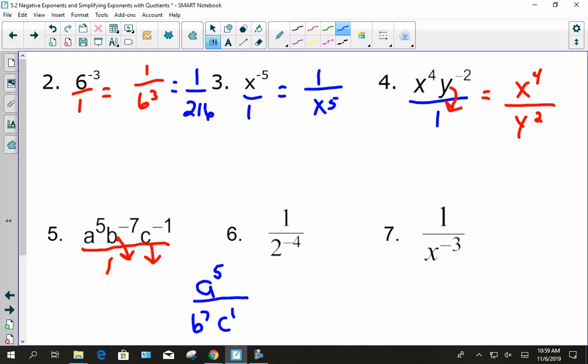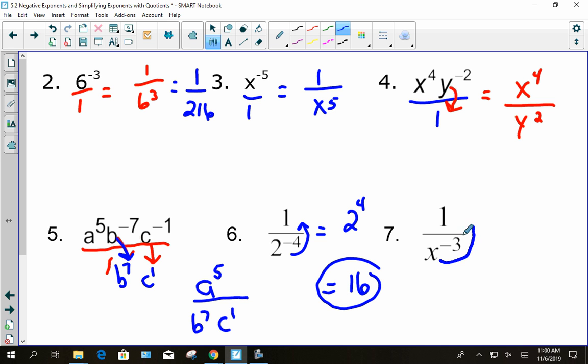So, what's that? It's a negative 7, but when I move it, it becomes positive 7. When you move it, it becomes positive. Okay? It is negative up here, but when it goes to the bottom, it becomes b to the positive 7, c to the positive 1. Just like here. When I move this upstairs, 2 to the negative 4th power equals 2 to the 4th power, which equals 2 times 2 is 4, times 2 is 8, times 2 is 16.